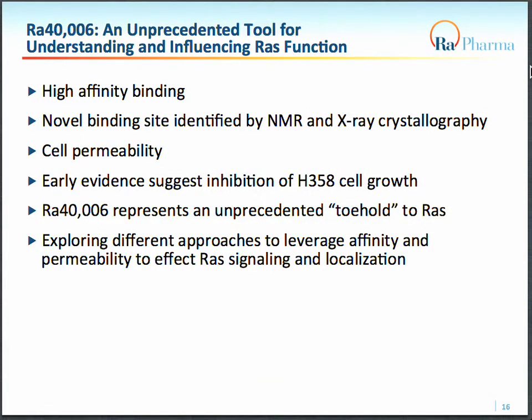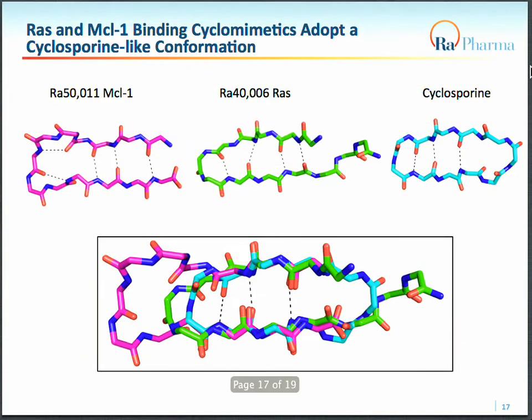What we're doing now in RAS is we're trying to take what we think is an unprecedented tool, something that gets in cells and binds RAS very tightly, and trying to either use it as is or convert it to something that inhibits RAS, either by mislocalizing RAS or modulating it in other ways. We have a great set of academic collaborators, RAS experts, that really believe that we have something special and are going to help us turn it into a true inhibitor.